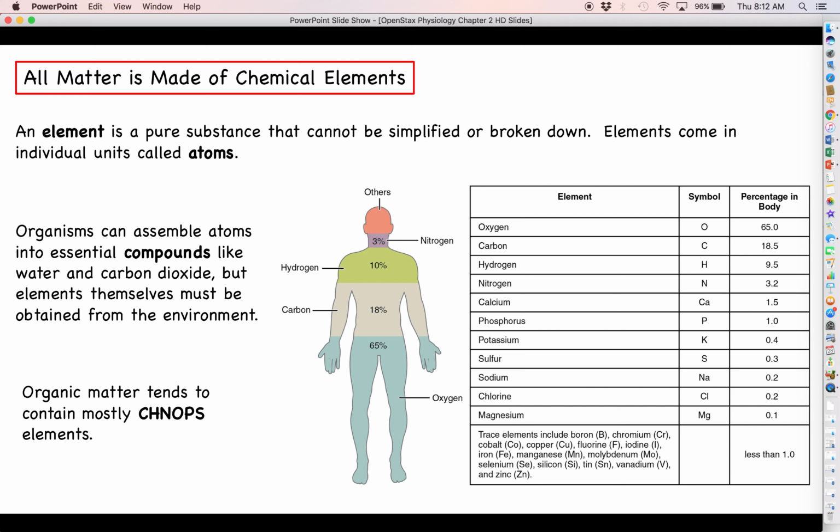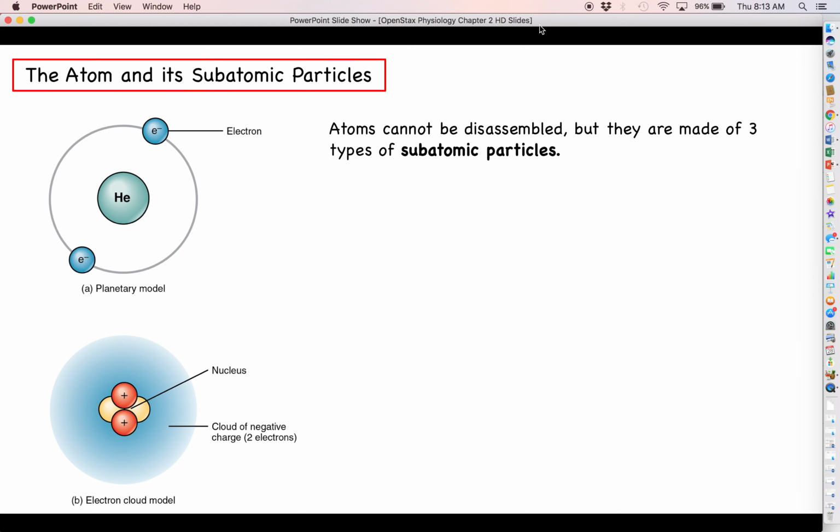So this table just gives a breakdown of what are the most prominent elements found in the human body and really in living organisms. The general rule of thumb is that living matter, organic matter, tends to stick to what are called the SPONCH elements: carbon, hydrogen, nitrogen, oxygen, phosphorus, and sulfur. Those 6 elements make up about 95% of all living organic matter. The remaining 5% are going to be things that, as we go through the semester, we will come to appreciate, things like calcium and sodium and iron and chlorine and things of that nature.